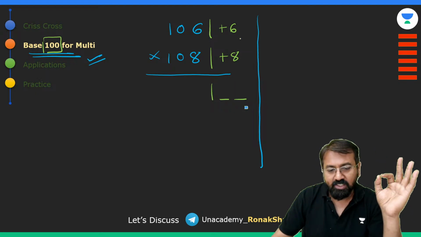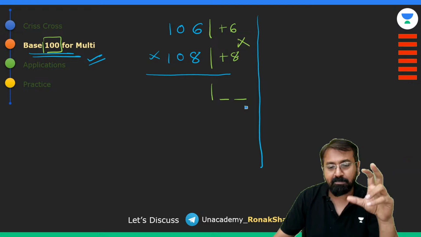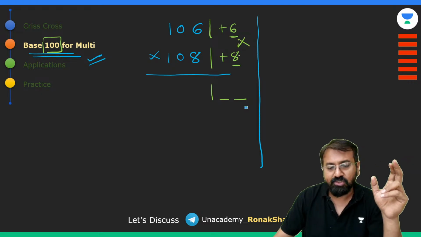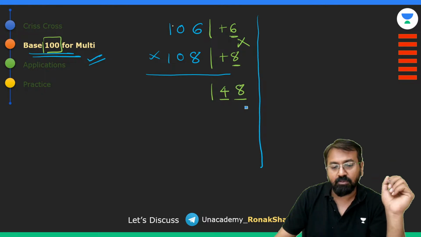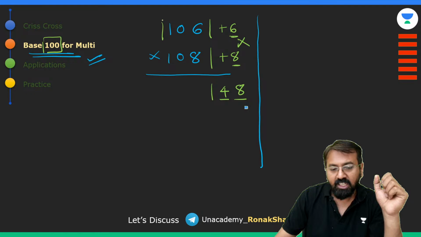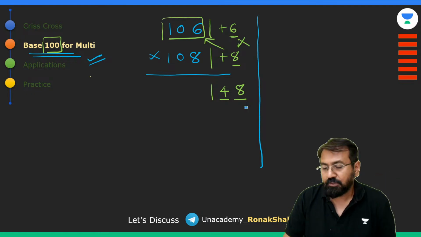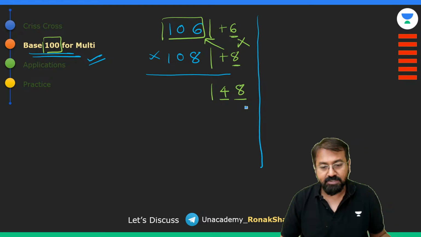So guys, what is 6 into 8? To get the right part, you need to multiply these 2. So 6 into 8 is 48. And for the left part, in the first number, add the surplus of the second number. In the first number, add the surplus of the second number.